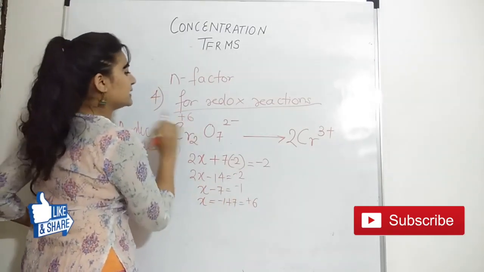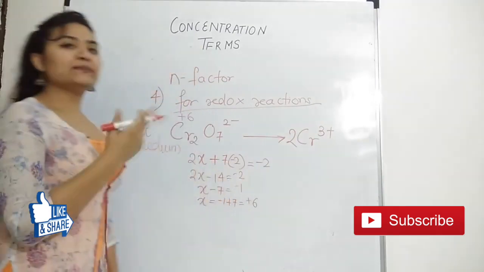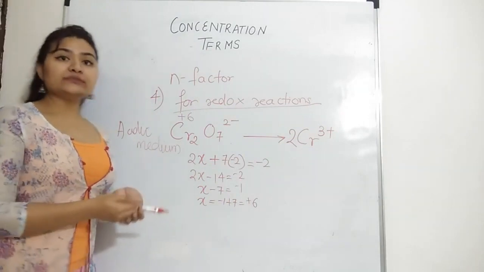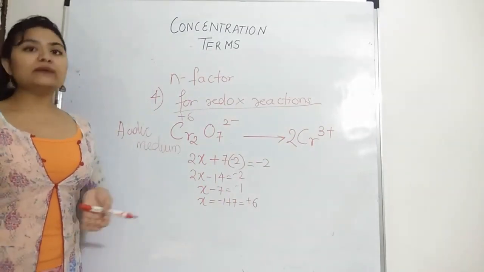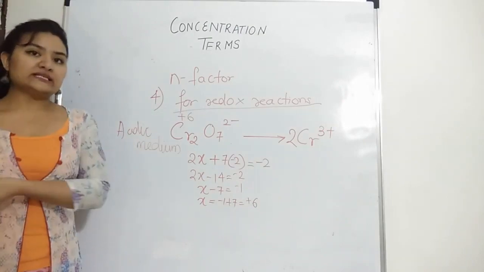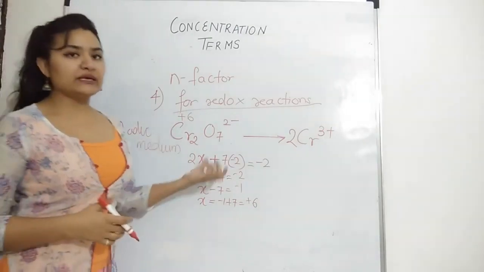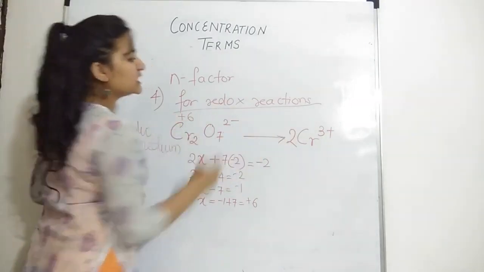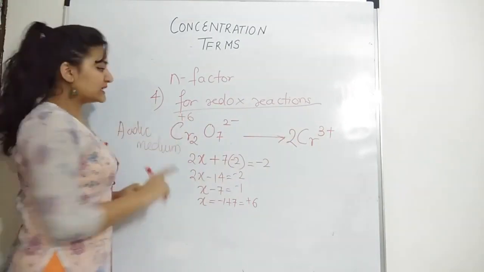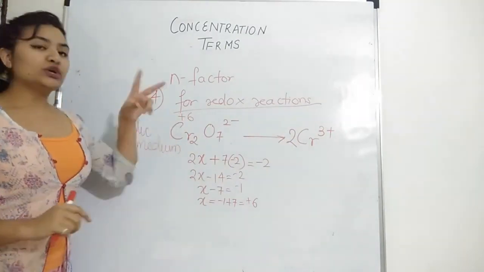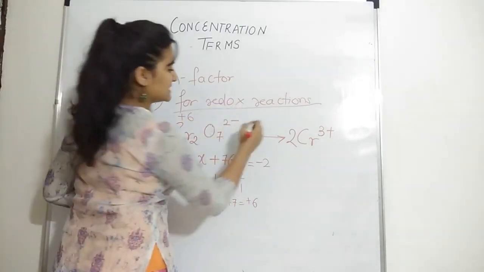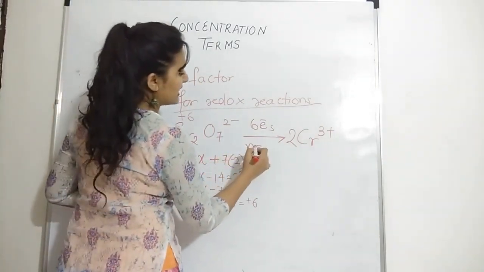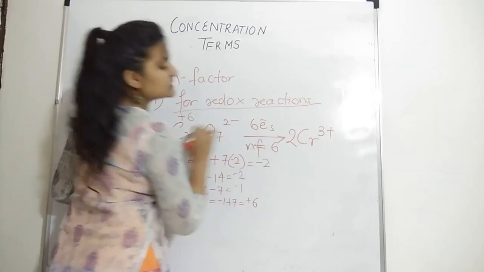So plus 6 is going to plus 3. When will plus 6 to plus 3 happen? When there is gain of 3 electrons. You must have seen in acidic mediums the gain of electron is comparatively more than that of basic medium. Okay? So wherever there is basic medium, there will be very less electron gain. So plus 6 to plus 3, 3 electrons are being gained, but that is per chromium atom. So for 2 chromium atoms it will be again 6 electrons being gained. Okay? So N, or n factor you can say, is 6.